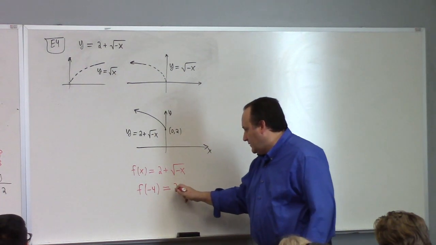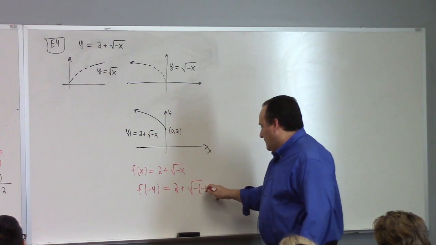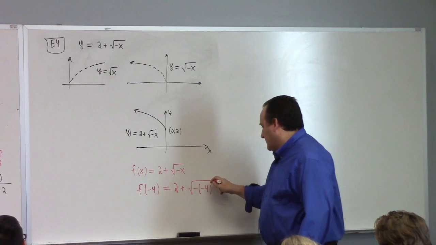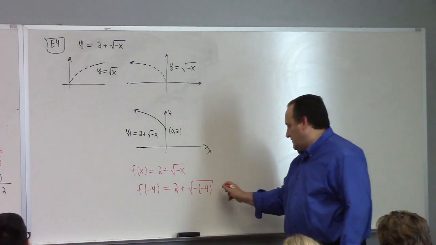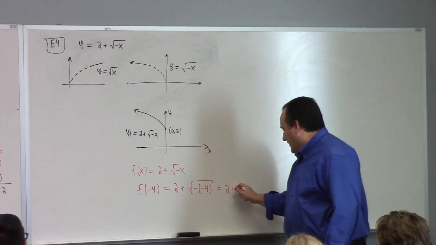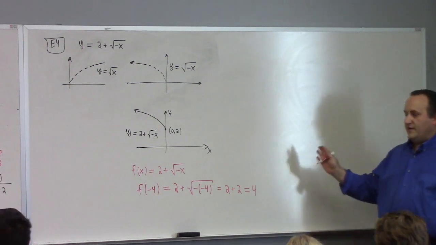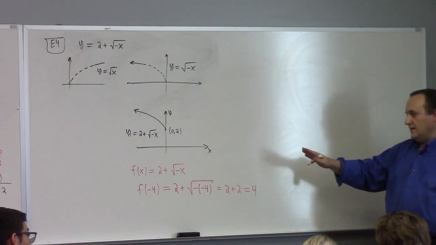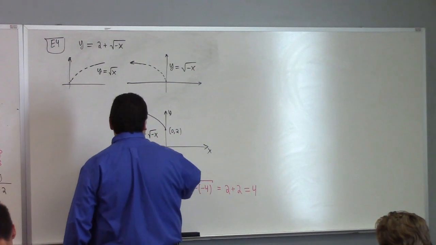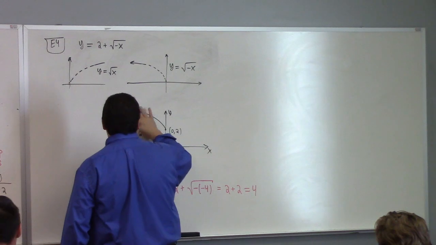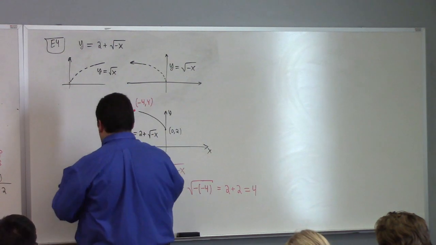Well, we have 2 plus the square root of minus a minus 4. What's minus a minus 4? Well, it's just 4. What's the square root of 4? 2. So we have 2 plus 2, which is usually agreed to be 4, right? So I think that tracks with my picture, right? If you look at plugging in minus 4, you get 4. So about right here, this point is minus 4, 4.